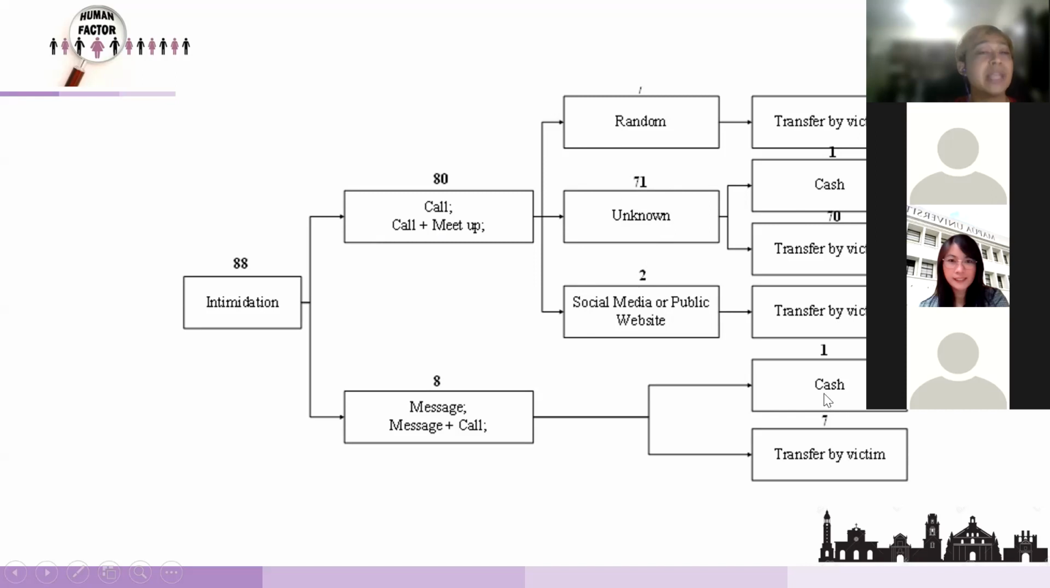Look at that one, transfer by victim. Sometimes it's cash: the victim just gives the cash to the fraudster. It's so stupid, like that one. But in general, it's actually just transferred by the victim for the intimidation fraud, and so on. So basically, by doing something like this, we can see some kind of general pattern.